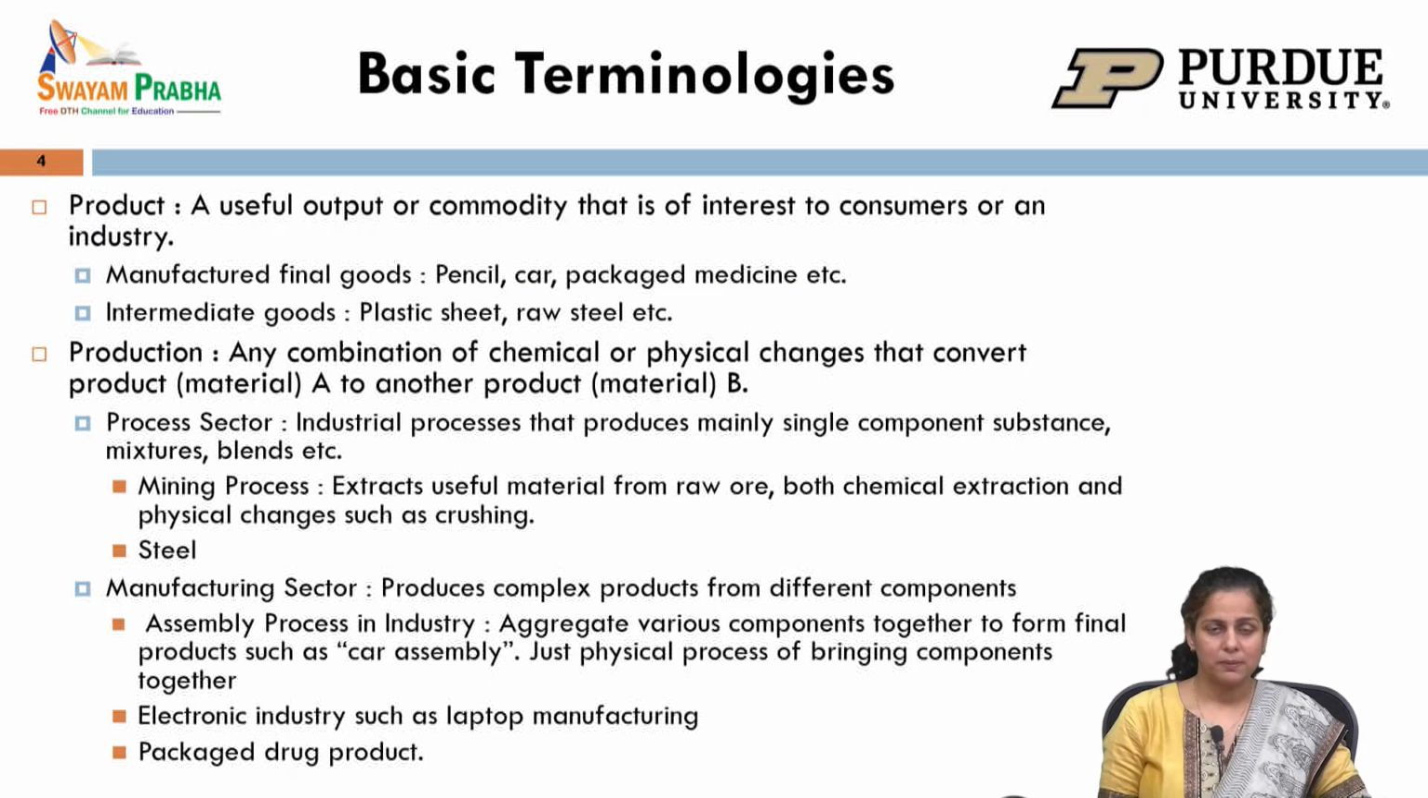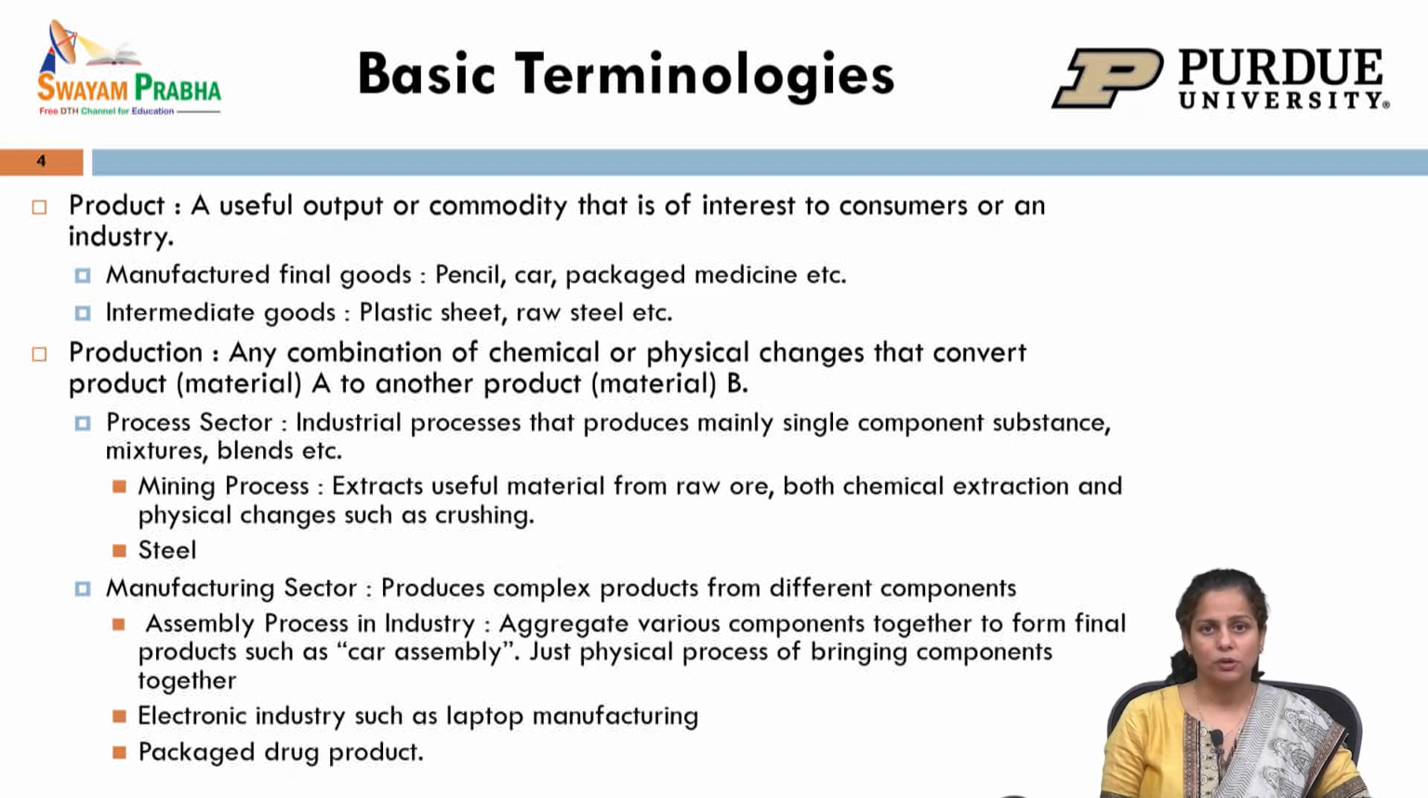Last example is the packaged drug product. So, when we buy medicine finally, it comes packaged into bubble wraps or strips, and that process is actually the assembly process, because the API or the actual drug has been manufactured in the process sector as chemicals, and then it is put together into that packaging form by putting it in the plastic.